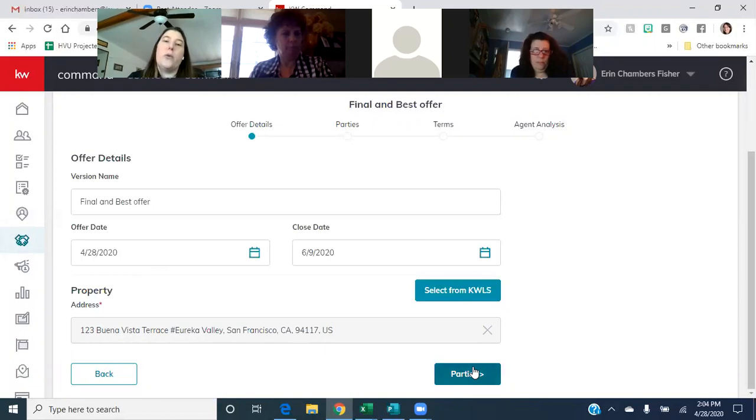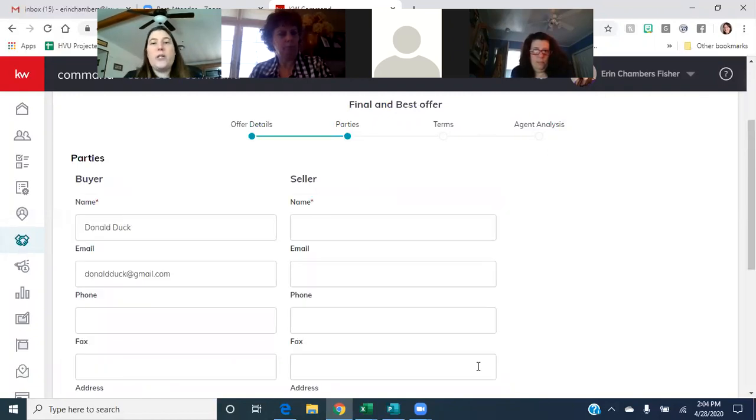Then I'm just going to scroll through the different pages. There are 4 different pages here for this information. The next page is the parties page, where you're going to put in the information for who's on the transaction. And again, it's very similar information to what we asked for in the green sheet.